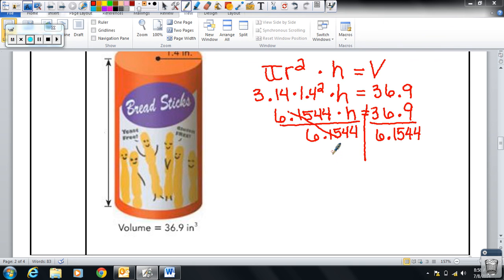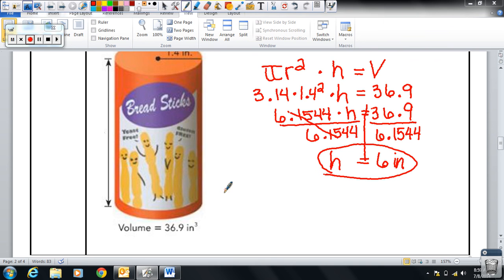When I put that in my calculator, it's going to give me a long decimal. But if I remember in the directions, it said round your answer to the nearest inch. So since it's 5.99 something, 5.9 rounds to the nearest inch of 6 inches. And since it's a height, it's just a distance. So our height here is 6 inches.